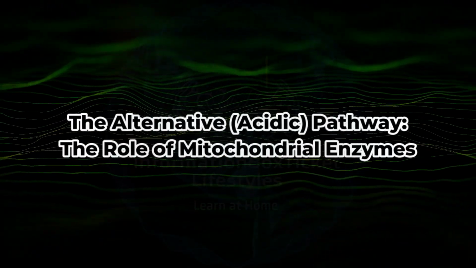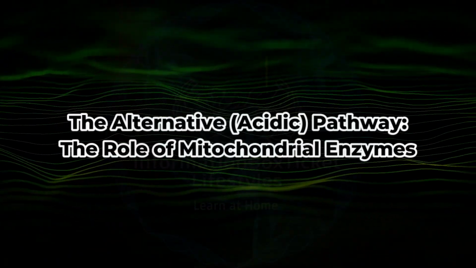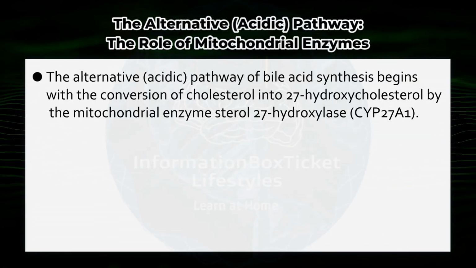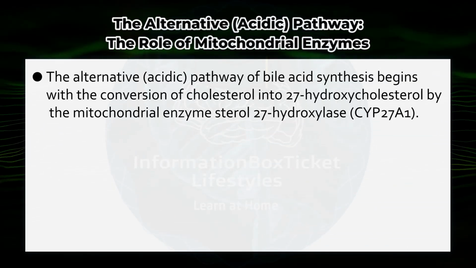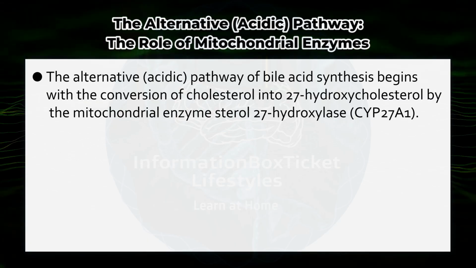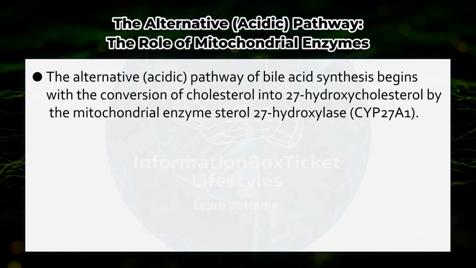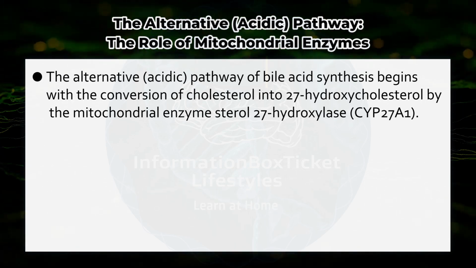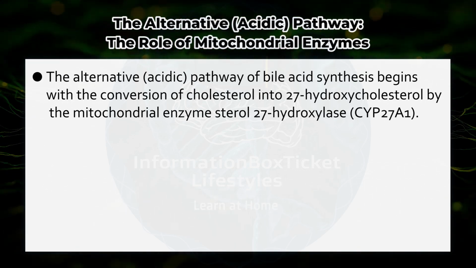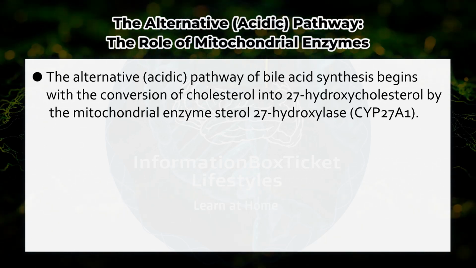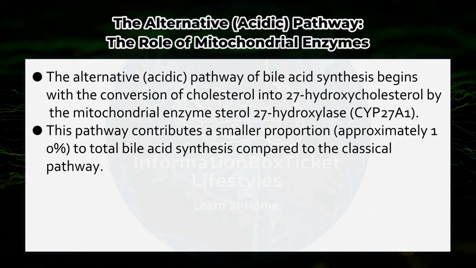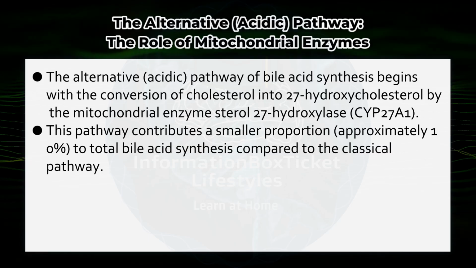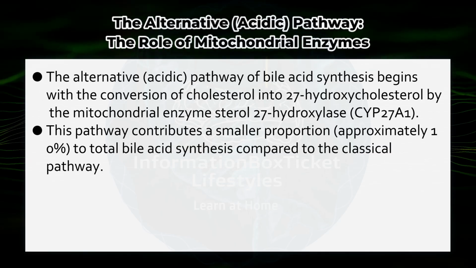The alternative acidic pathway, the role of mitochondrial enzymes. The alternative acidic pathway of bile acid synthesis begins with the conversion of cholesterol into 27-hydroxycholesterol by the mitochondrial enzyme sterol 27-hydroxylase, CYP27A1. This pathway contributes a smaller proportion, approximately 10%, to total bile acid synthesis compared to the classical pathway.